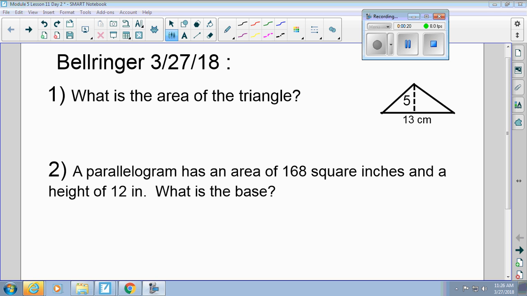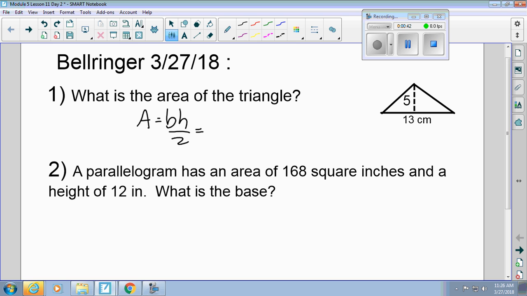So, anyway, we have a bell ringer here today. What is the area of the triangle? We have a triangle here that has a height of 5 and a base of 13. So, what is the formula for the area of a triangle? Stephanie, nice and loud, please. Base times height over 2. Very good. Base times height over 2, which means divided by 2. So base times height divided by 2.